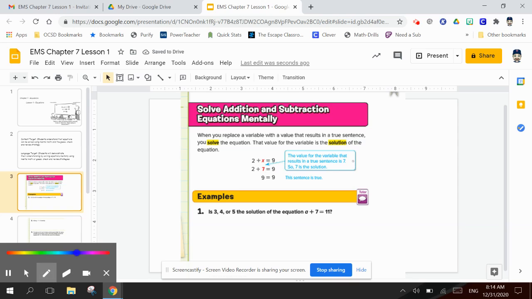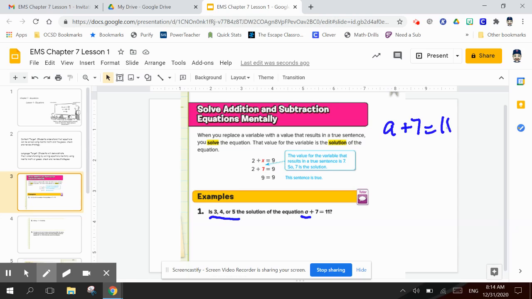So in this case, I'm going to try each one of these three numbers, 3, 4, and 5, for the variable a. So a plus 7 equals 11. Here I'm going to take away my variable a, and I'm going to put in the 3. That's my value for the variable. 3 plus 7 equal 11? That's a no. So I go back and I try 4.